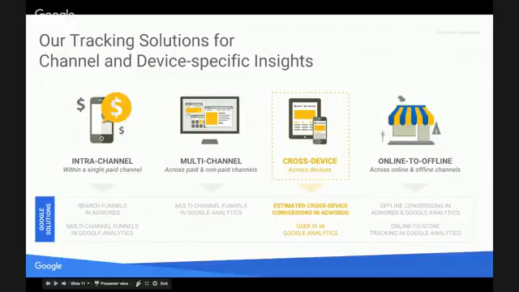First, intra-channel. It means single channel, and it can be found within search funnels in AdWords or multi-channel funnels in Google Analytics. Second one is multi-channel, across paid and non-paid channels, which can be found within multi-channel funnels in Google Analytics. Third, which we are focusing on today, is cross-device, so across devices: estimated cross-device conversions in AdWords, and user ID in Google Analytics. And fourth is online to offline: online conversions in AdWords and Google Analytics, and online to store tracking obviously in Google Analytics.